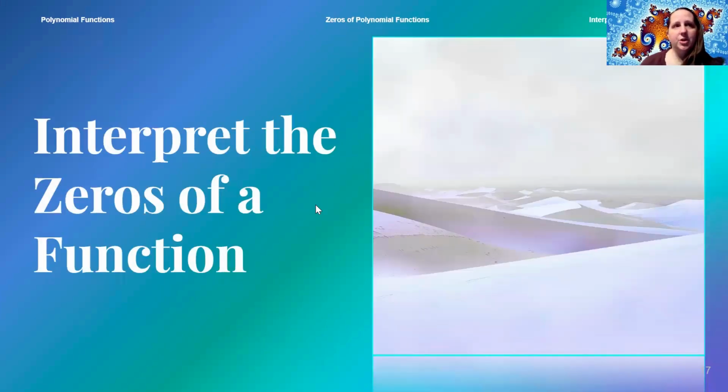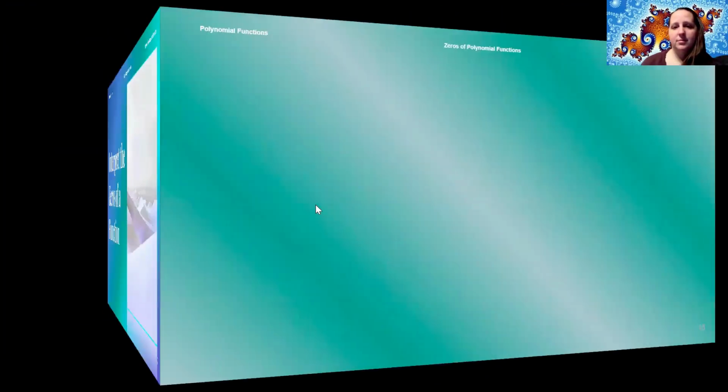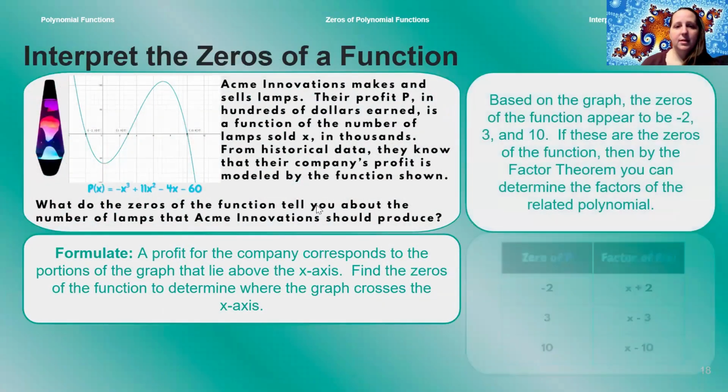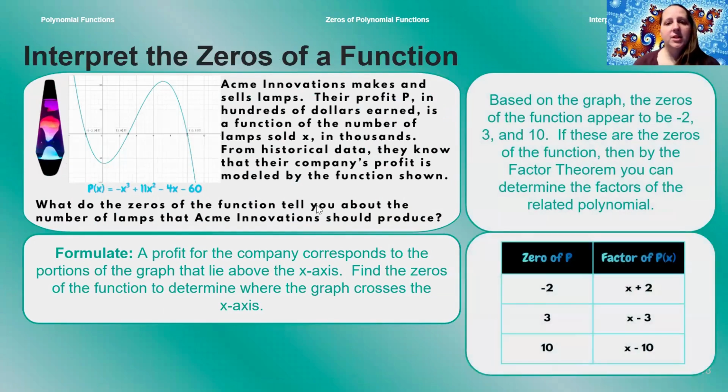Interpret the zeros of a function. So Acme Innovations makes and sells lamps. Their profit P in hundreds of dollars earned is a function of the number of lamps sold x in thousands. From historical data, they know that their company's profit is modeled by the function shown: -x cubed plus 11x squared minus 4x minus 60. What do the zeros of the function tell you about the number of lamps that Acme Innovations should produce?